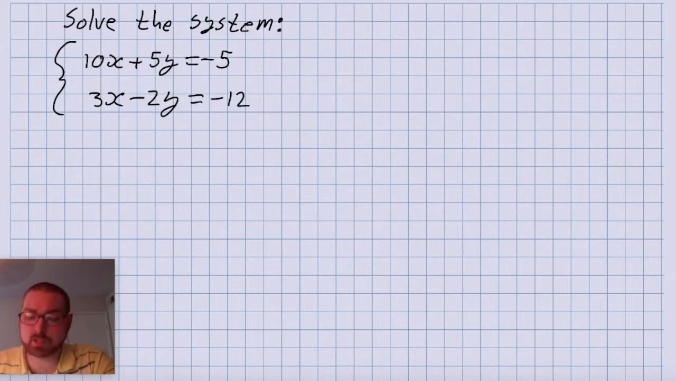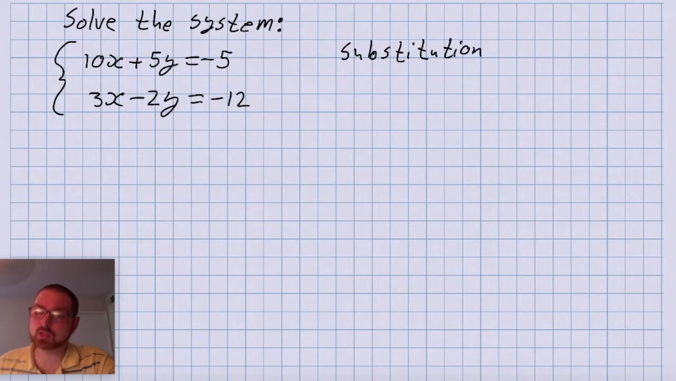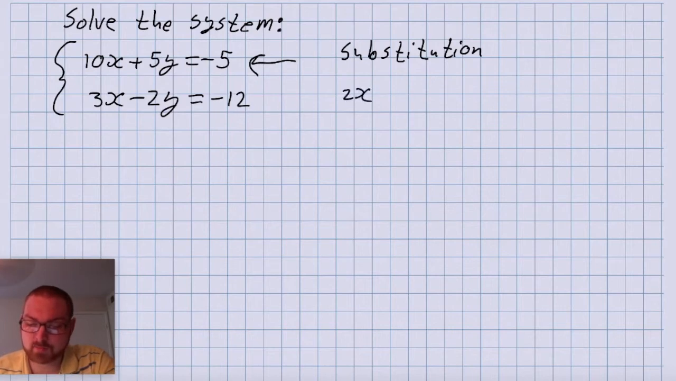Let's start with the substitution method. In substitution, we solve an equation of our choice, and then we substitute one value for another. So I'm going to solve this top equation here. I'm going to divide everything by 5, and that would give me 2x plus y equals -1. The reason I decided to divide everything by 5 is now I've got y by itself right here, which will allow me to solve by moving 2x to the other side.